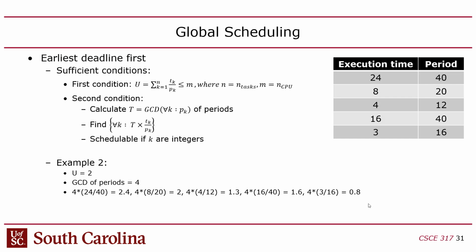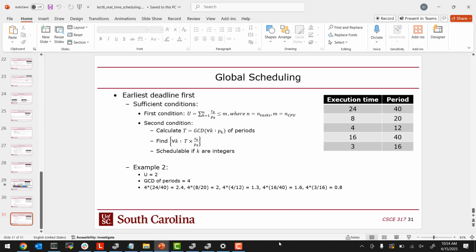But if you have, I think I changed one of these guys, I changed the period of one of them. So now the greatest common divisor is 4, because the periods are 40, 20, 12, 40, and 16. And so you do the same test and you get some fractional numbers in there. And so that says it's not schedulable, right? Okay, makes sense? All right, so that's real-time scheduling.